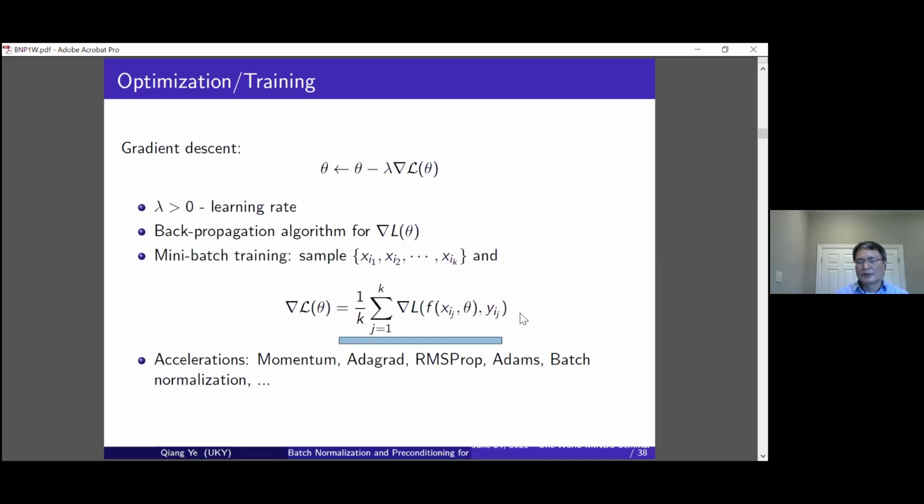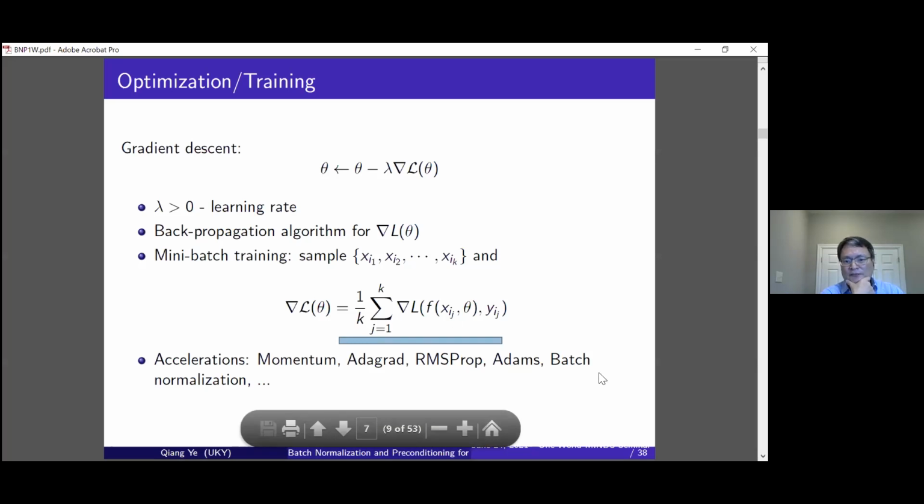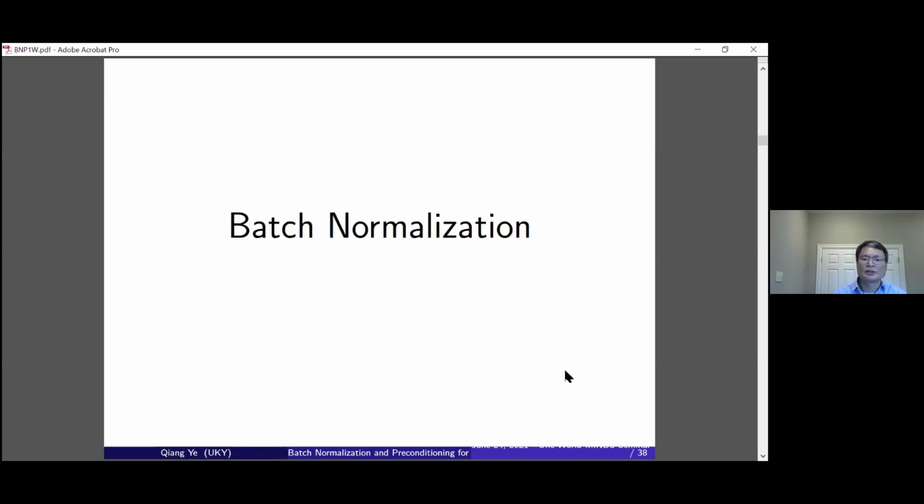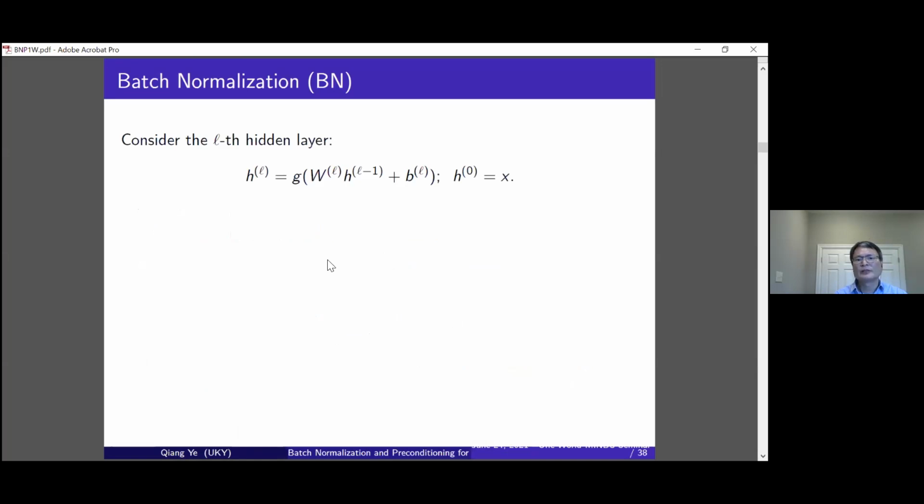Now, gradient descent is a very slow method, as you probably know. So it usually needs to be combined with some acceleration technique. Here is a list of the methods that are often used in deep learning. Batch normalization is one of them, and I'm going to talk about batch normalization in some more detail now. Batch normalization is a way, as I said, to accelerate the training.